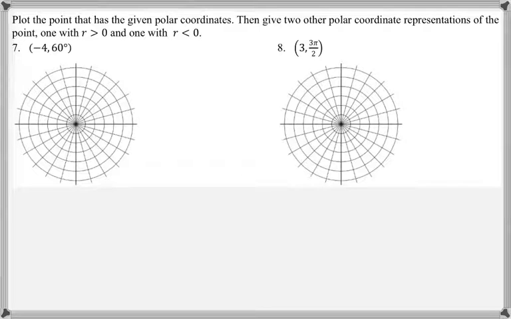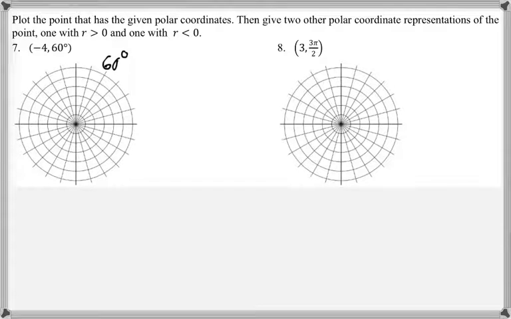The next questions say to plot the point that has the given polar coordinates, then give two other polar coordinate representations of the point. One with r greater than 0, meaning positive, and one where r is negative.